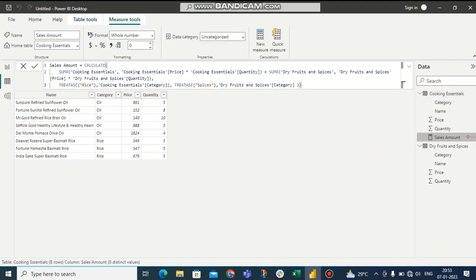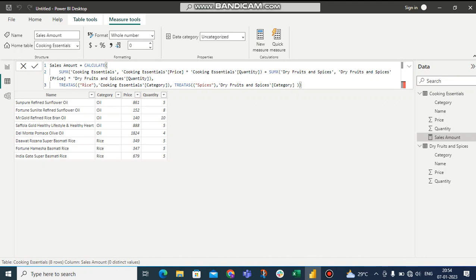Here you can see the DAX calculation. CALCULATE's output will be a single amount. What is CALCULATE doing? CALCULATE is doing the total calculation here.